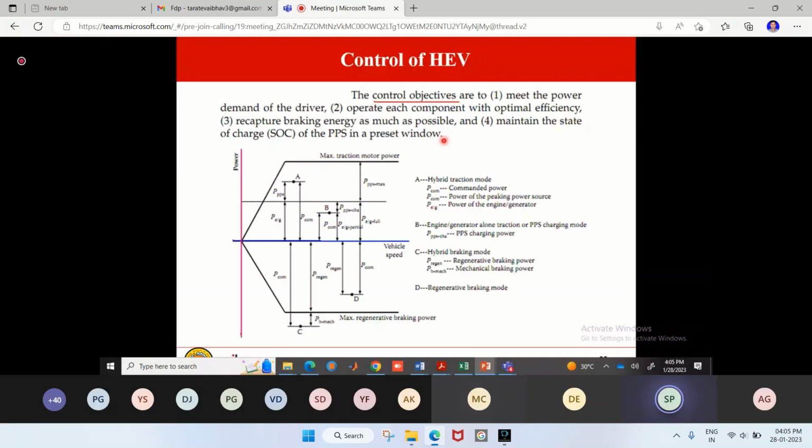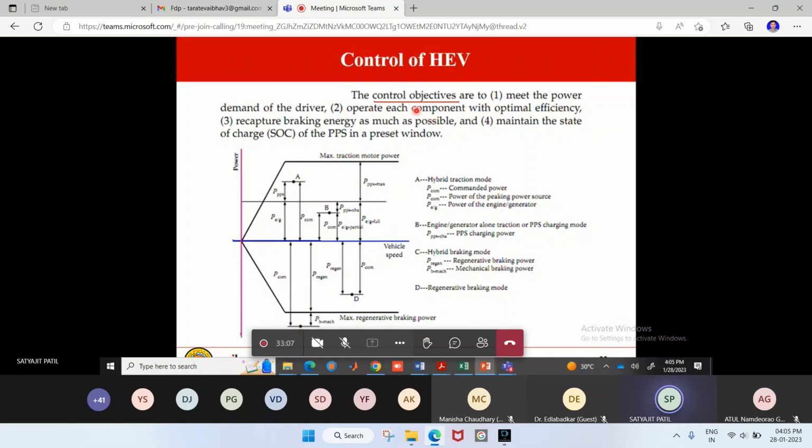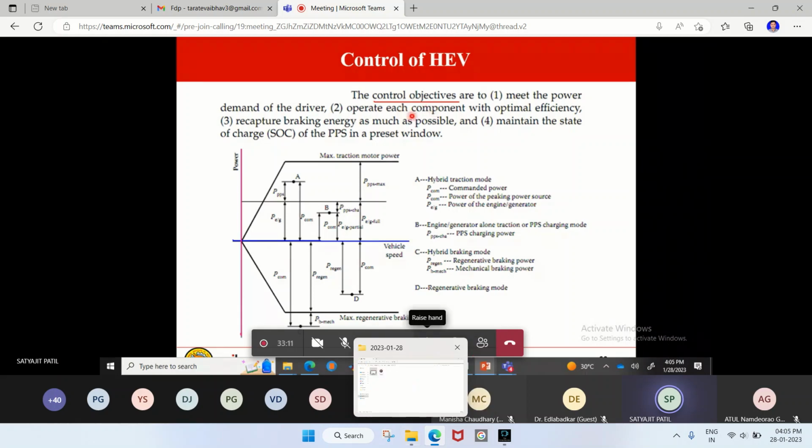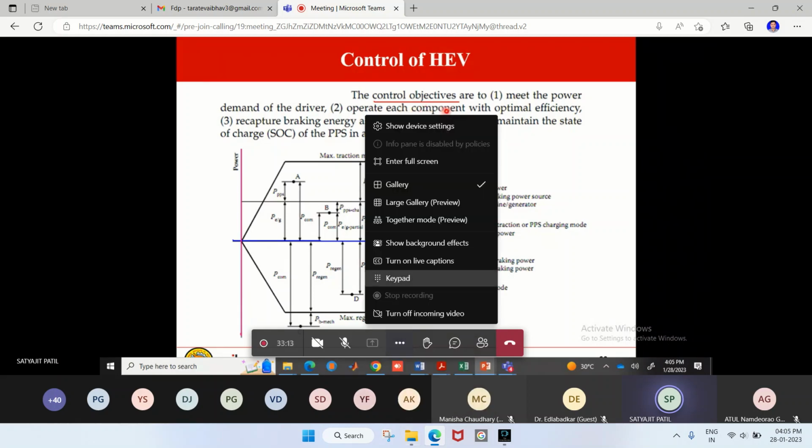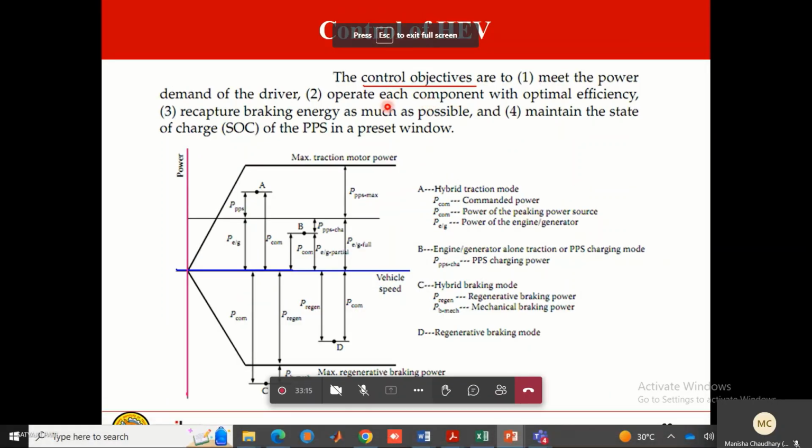Okay, now what could be the control objectives in case of hybrid electric vehicles? Because we are talking about a specific application, right? Motor vehicles. So what I want to do is meet the power demand of the driver. I want to operate each component with optimal efficiency. Each component means I'm using a variety of components, like for example, engine, generator, motor, right? I'm using battery. So I want to ensure the optimal usage of all these components.